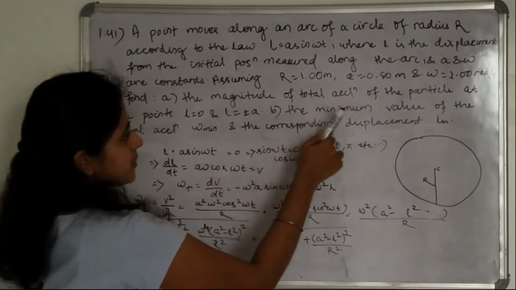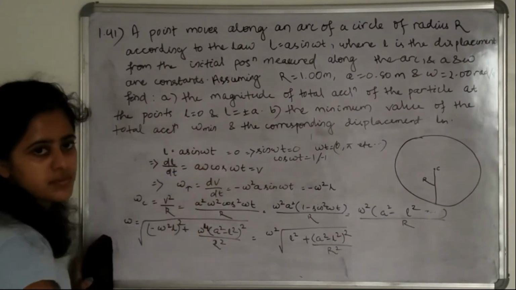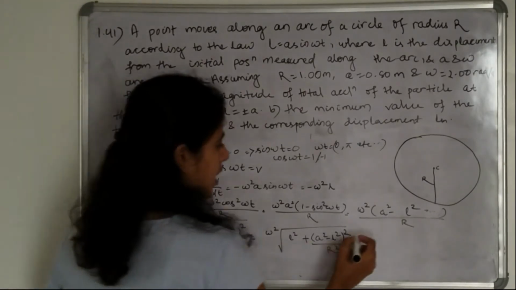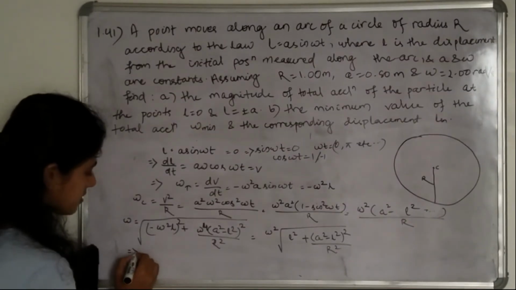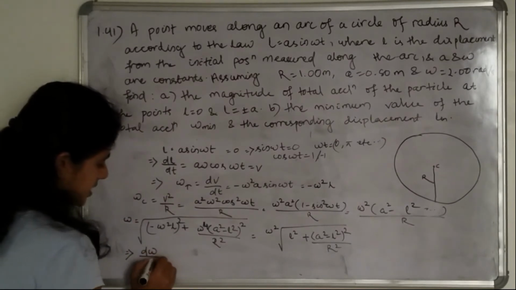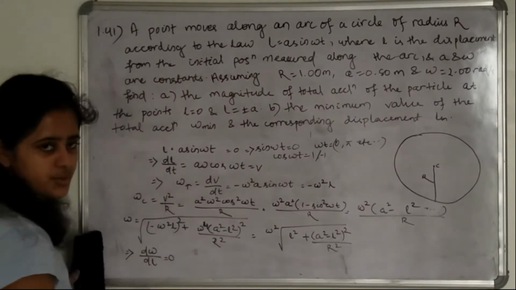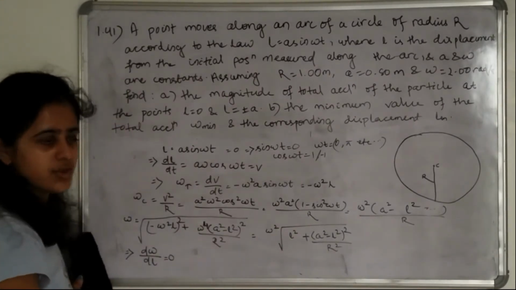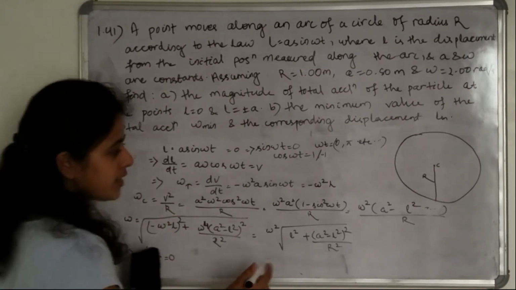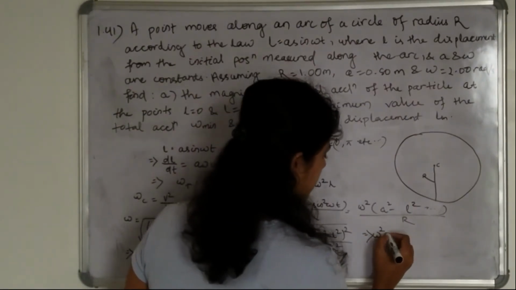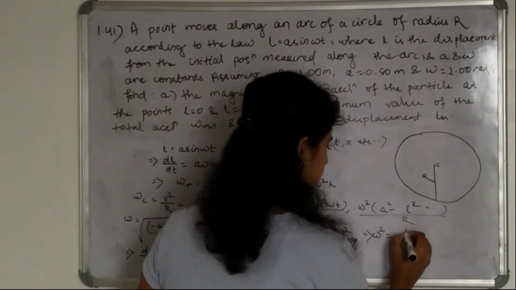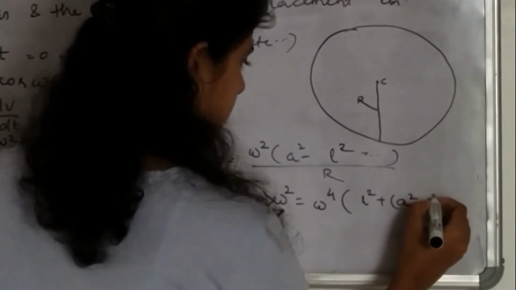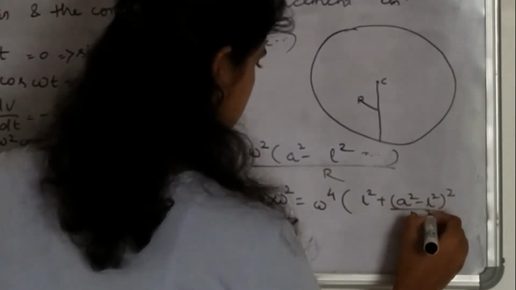Okay, we have to find the minimum value of total acceleration omega minimum. That means we have to apply here the principle of minimum condition. How can we apply the principle of minimum condition? Differentiation of total acceleration with respect to L is equal to 0. Differentiation of this with respect to L is equal to 0. By squaring both of these terms, what we get? Total acceleration square is equal to omega 4 whole into L square plus a square minus L square whole square divided by r square.